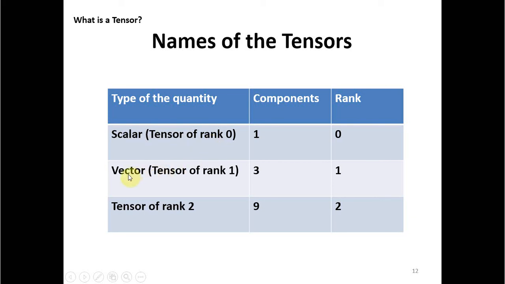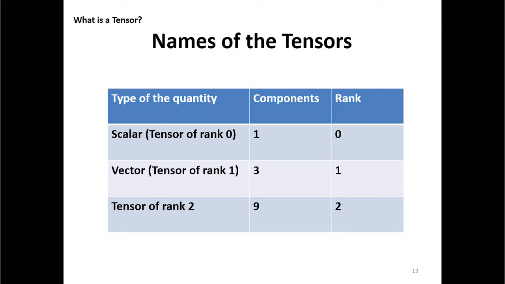On the other hand, a vector had 3 components, and we call it a rank 1 tensor because it had 3 components in 3 dimensions. But now stress has 9 components, so we call it a tensor of rank 2. It has no specific name, but we call it a tensor of rank 2. So you see that a tensor is nothing but a physical quantity which has certain components along directions. A scalar is a tensor which has only one component, a vector is a tensor which has three components in three dimensions, and a tensor of rank 2 like stress has 9 components in 3 dimensions.